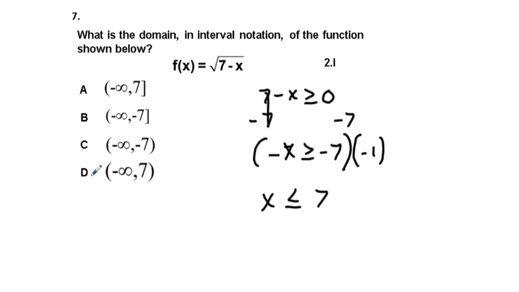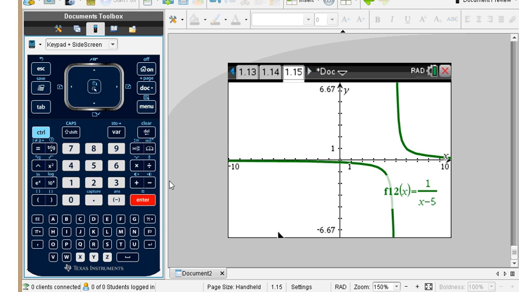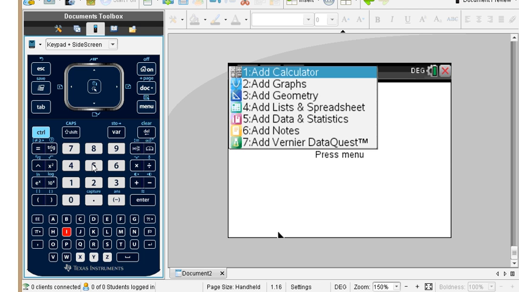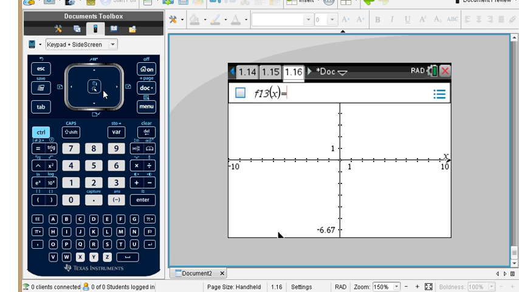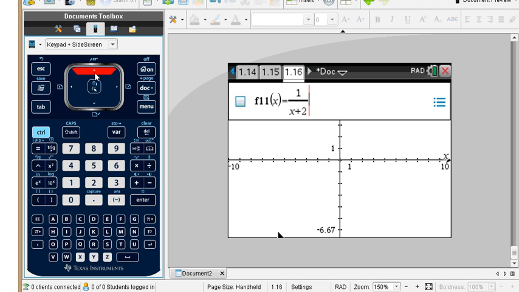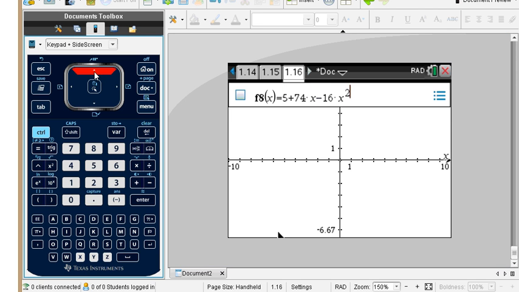It's not answer choice B because of the bracket, and also graphing this function, which I have done, you can see it graphed here.